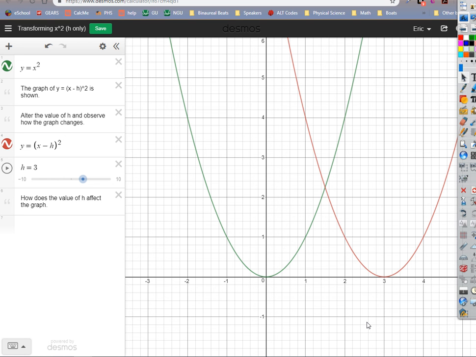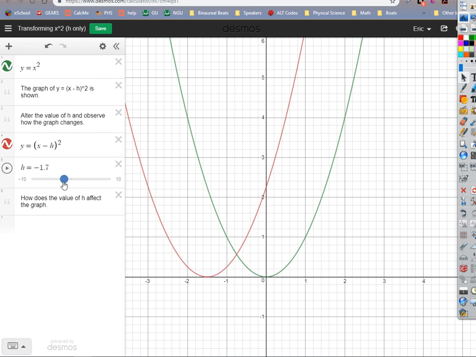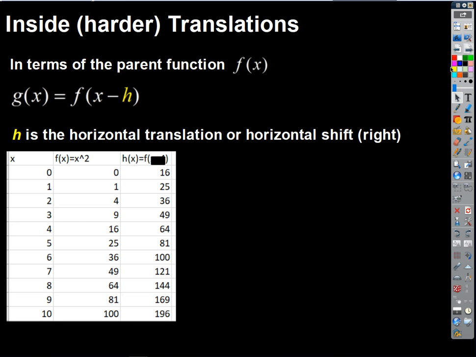Okay, how do you suppose I would slide something to the left then? I could subtract a negative value, which is the same thing as adding. So if I want to slide it to the left by 3, I would have x minus negative 3, which is x plus 3 inside the parentheses. Okay, good. All right, so then this maybe summarizes what we just said.